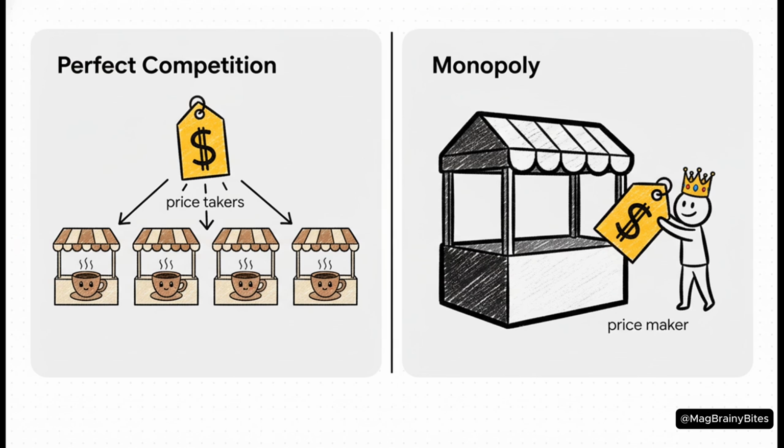So the textbook ideal is something called perfect competition. You've got tons and tons of different sellers all competing with each other. It forces them to be efficient and just accept whatever the market price is. They're price takers. But what if you have the complete opposite? What if there's only one seller for a product? That's a monopoly, and they're not a price taker anymore. No, they become a price maker, and that changes the entire game.